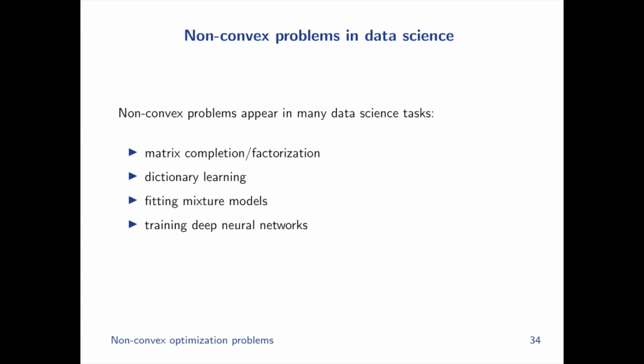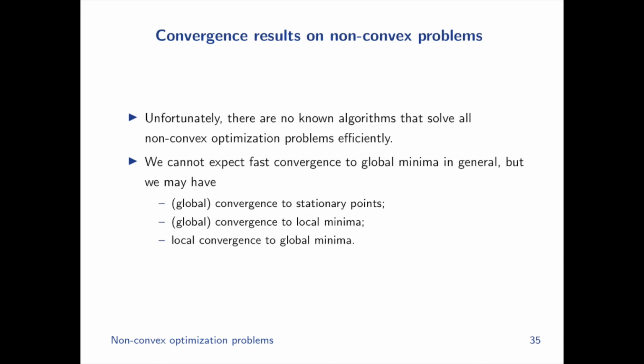Fitting mixture models, so Gaussian mixture models, or any type of mixture models. The maximum likelihood estimator is generally non-convex. Training neural networks, definitely non-convex, except for maybe the simplest case. So when you now move into non-convex problems, you have to temper your expectations a little bit.